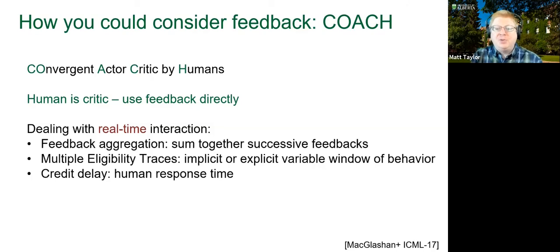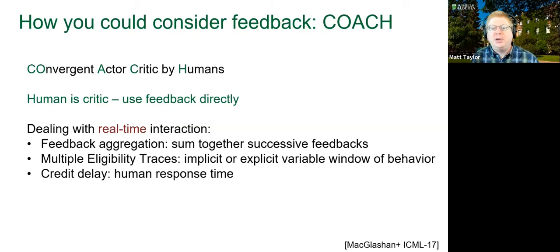The other thing I'll mention but won't go into is there are also a few tricks that didn't get a whole lot of emphasis, but try to deal with that real-time interaction. So for instance, summing together successive feedbacks. If the person can hit the button multiple times, you can just sum those together. You could think of having eligibility traces. So in reinforcement learning, an eligibility trace, the backwards view, is looking at, if I get some reward, how should I spread that reward out backwards over time? Because if I win the game, it's probably not just the last action that made me win the game. I should probably give some credit to the actions further back. And this could happen in human training as well.